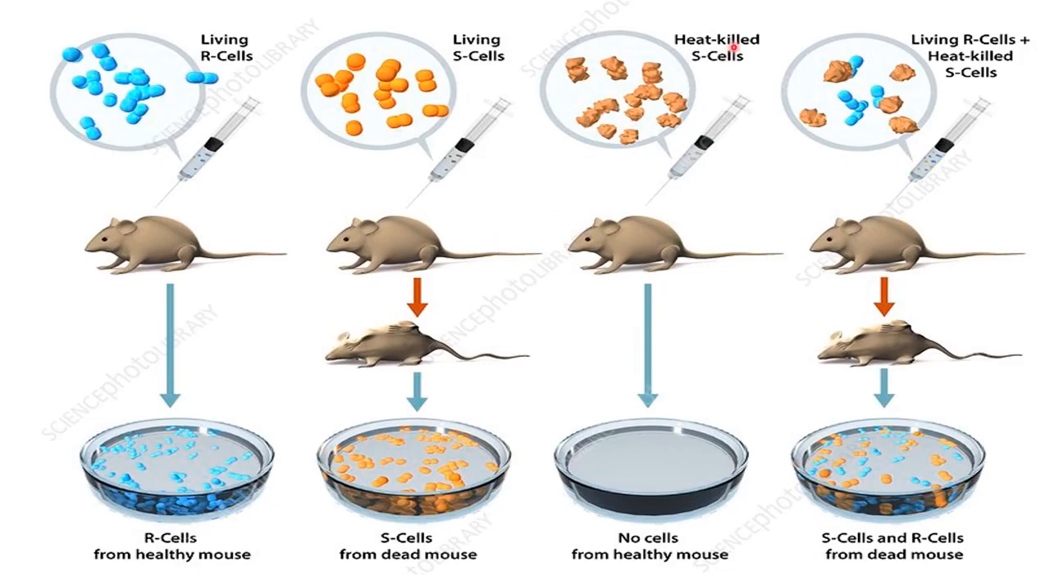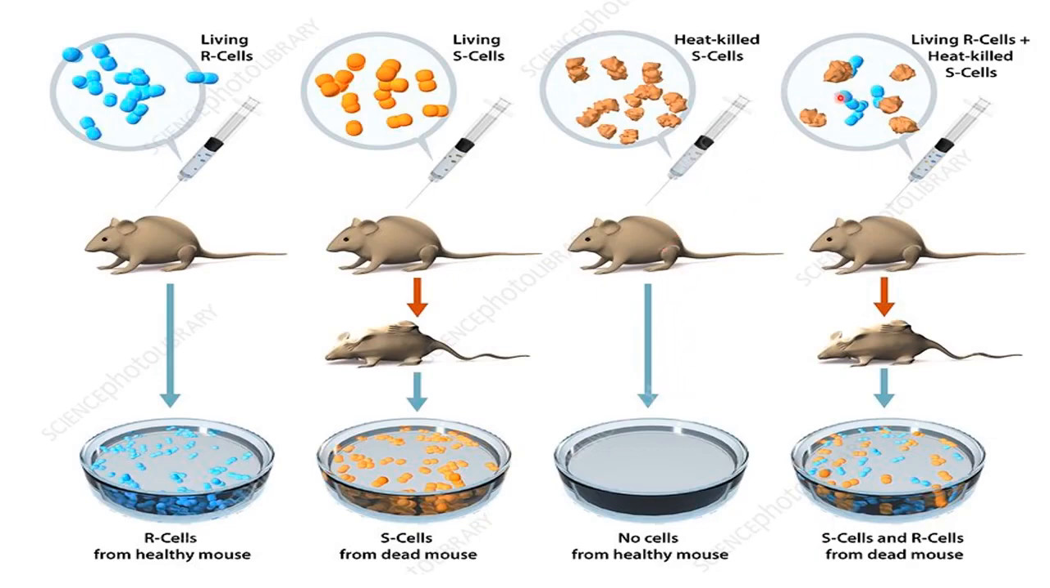Next, he heat killed S strain, and by heat killing of S strain, its virulent property was lost, due to which when he injected this heat killed S strain in mice, there was no pneumonia symptom in the mice and the mice were alive.